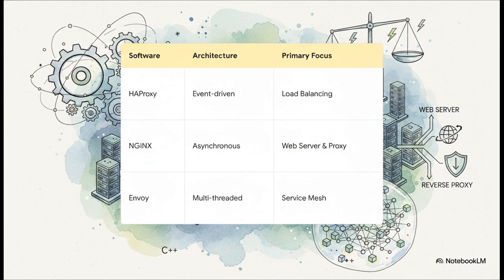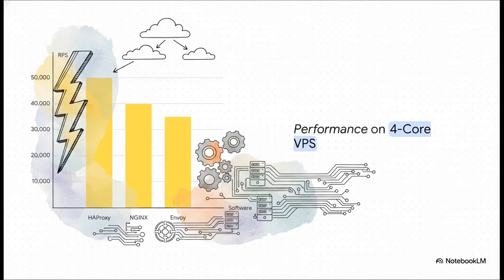Finally, there's Envoy. Written in C++, this is the modern darling of cloud-native environments, built specifically from the ground up for microservices and complex service mesh architectures. And the data brilliantly illustrates the raw performance differences here.